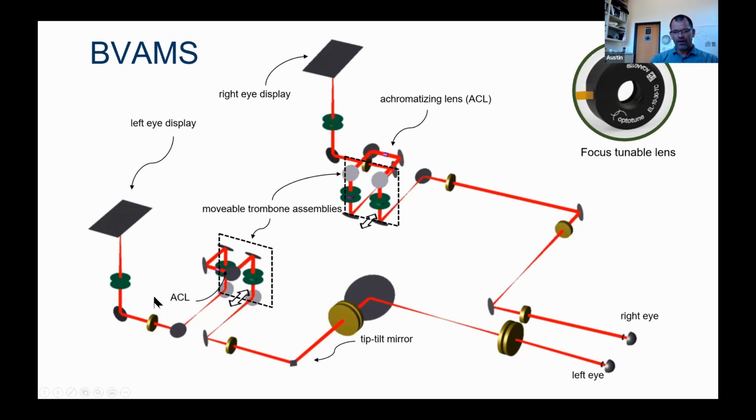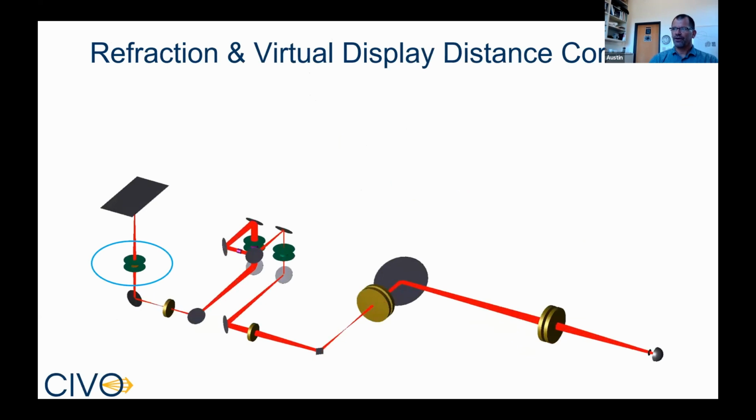And there are subsystems for adjusting the focus here with focus tunable lenses. There are subsystems for changing the binocular convergence and subsystems for adjusting and tailoring an LCA correction uniquely for each eye. And I'm going to go through these in order.